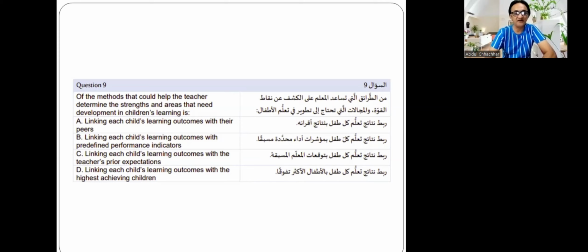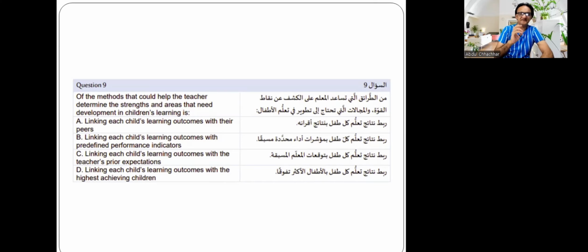Linking each child's learning outcomes with their peers. That means compare, link learning outcomes, what they have achieved, with each child. Okay, doesn't make sense. Linking each child's learning outcomes with the predefined performance indicator, what they have achieved and what are the set criteria. Make sense. So first, A eliminated. Linking each child's learning outcomes with the teacher's prior expectations. Means comparison of the learning outcomes and learning expectations, not objectives.